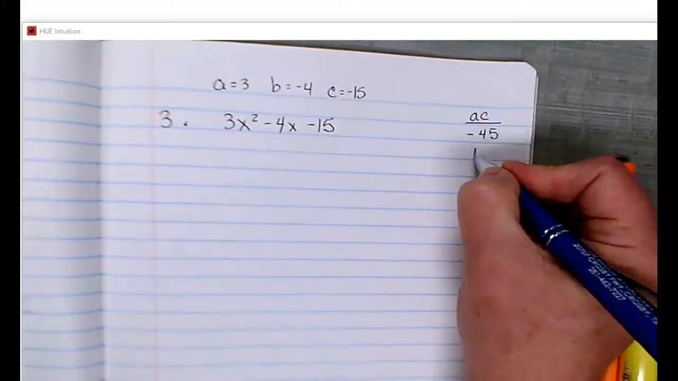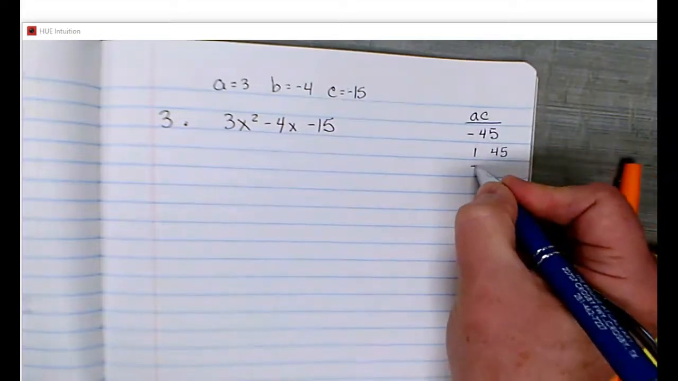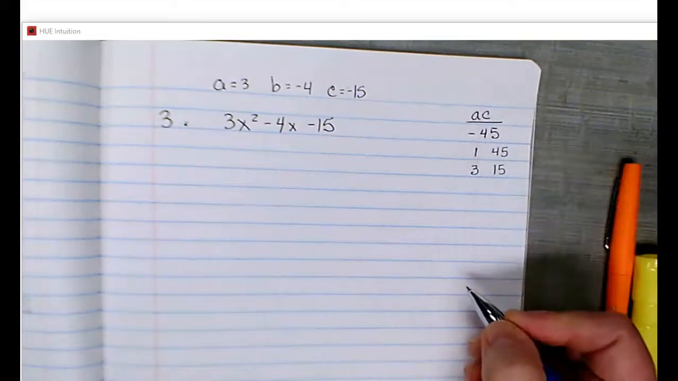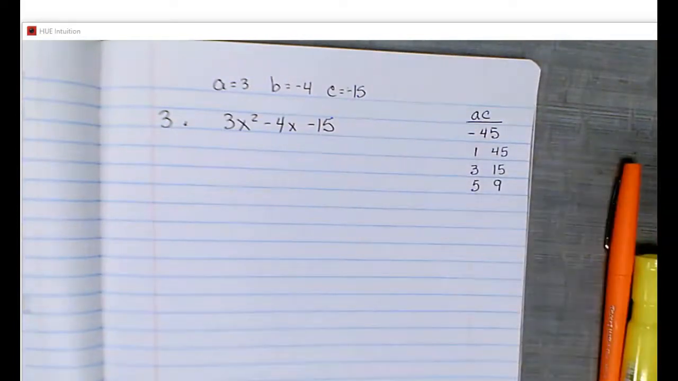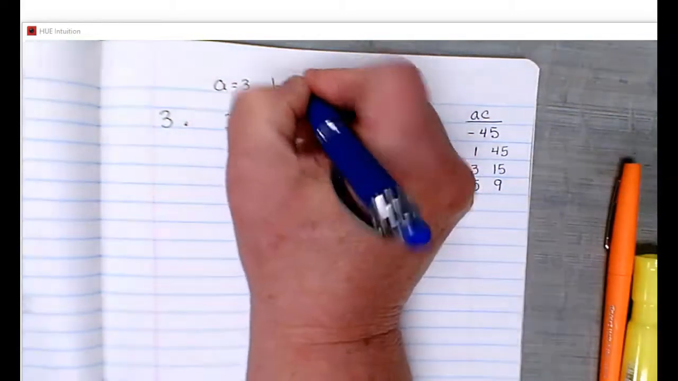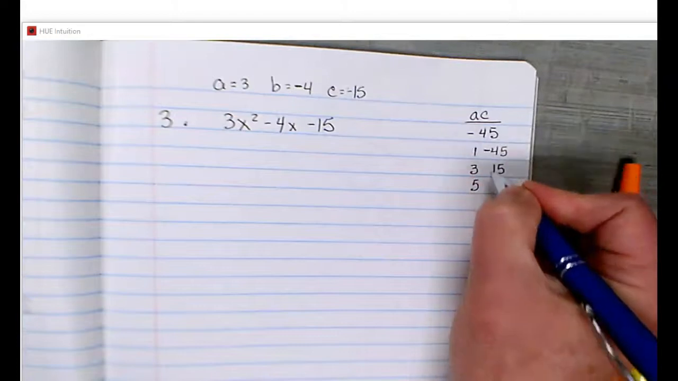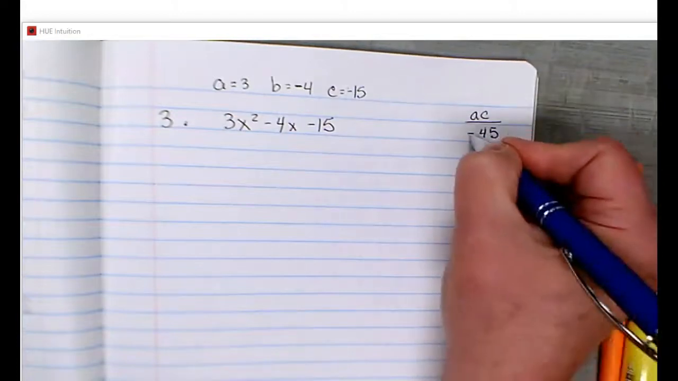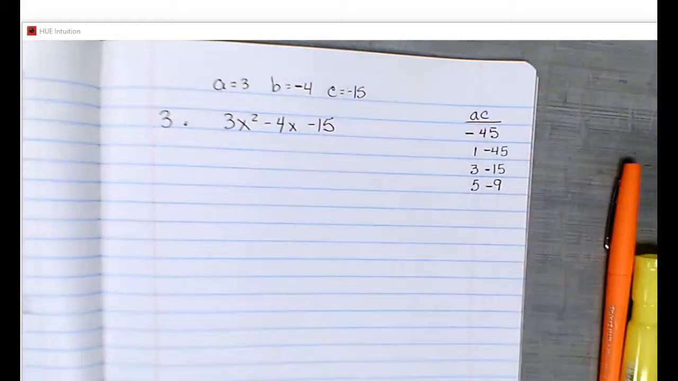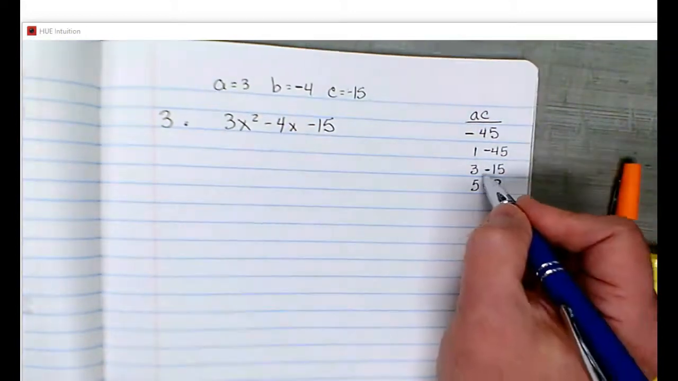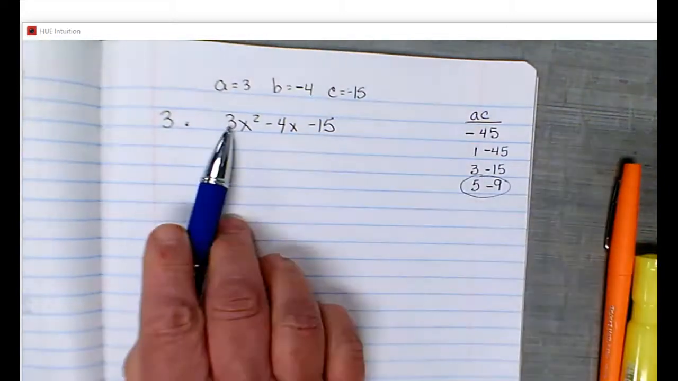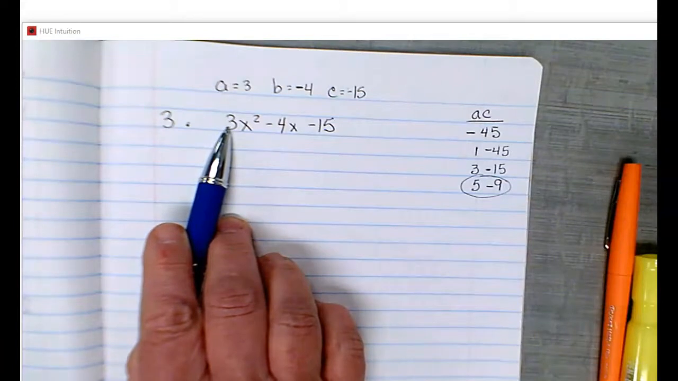The factors of 45 are 1 times 45. 2 doesn't go into it. 3 times 15. 4 doesn't go into it. If this is negative, the bigger number is going to be negative. If this is negative, they're going to be opposite. Could any of those pairs add up to give me the negative 4? If the A is equal to 1, those would be your answer.